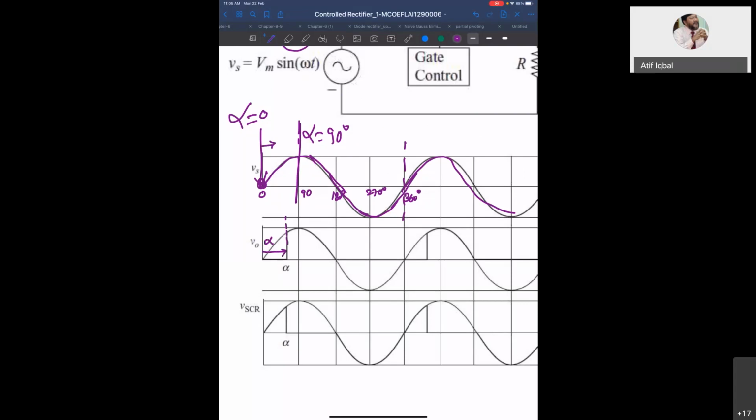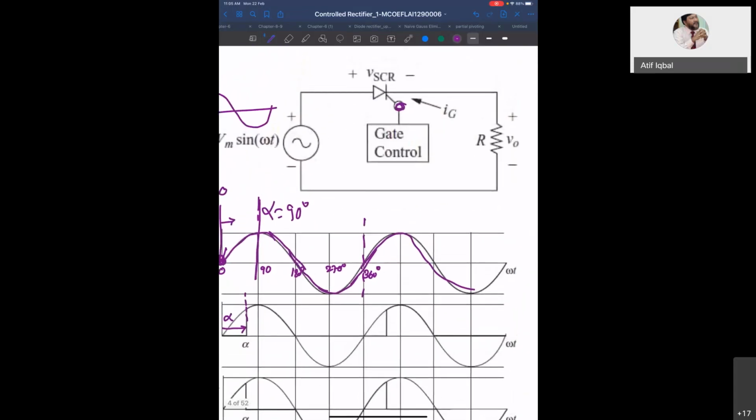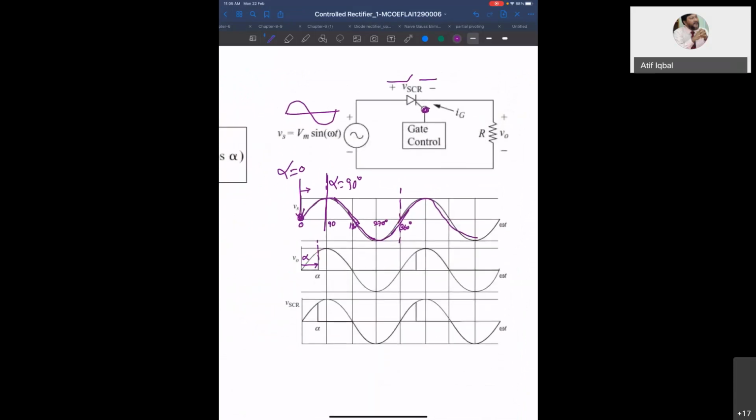What will happen is that when the gate pulse was not there, this behaves as an open circuit. There is no output, so the output is zero. But as soon as you apply the gate signal, the thyristor will start conducting. So when it starts conducting, what will be the output voltage? Whatever is the input voltage, the same will come across the load. So that means this will be my load voltage.